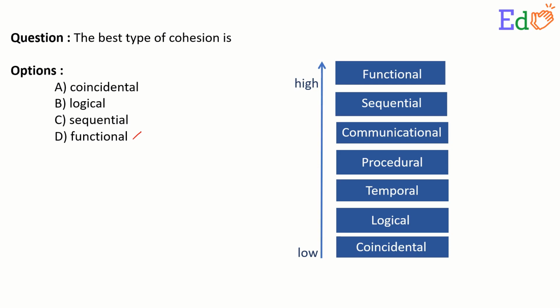But the best type of cohesion is the functional cohesion. What is the functional cohesion? A module is said to possess functional cohesion if different functions of the module cooperate to complete a single task. Thus, functional cohesion is the best type of cohesion. And the answer is functional cohesion.